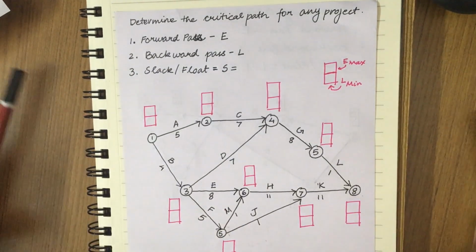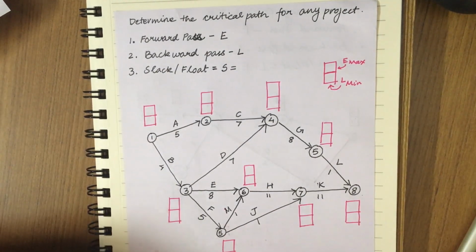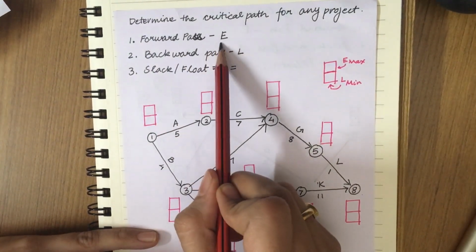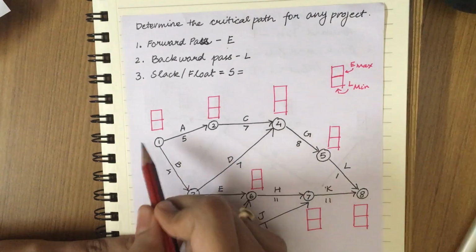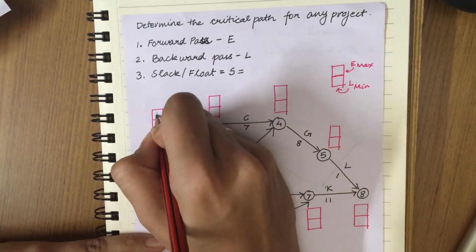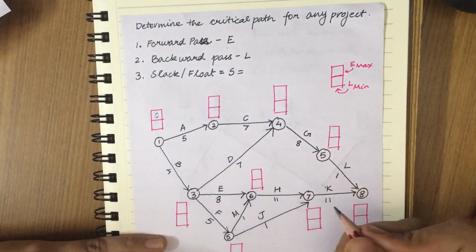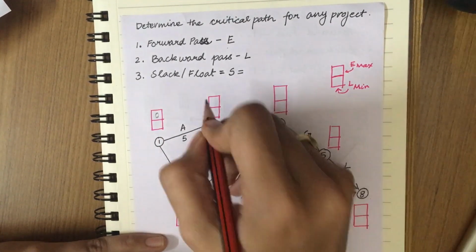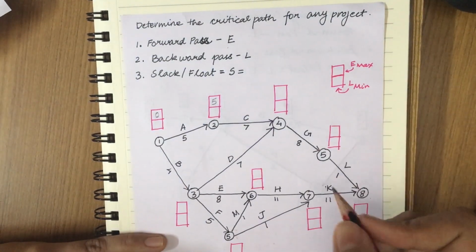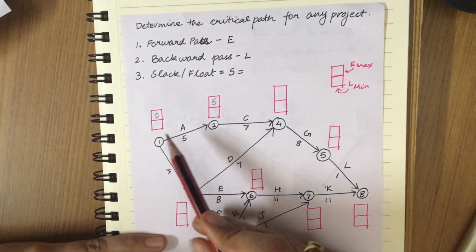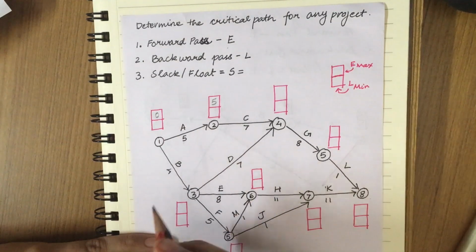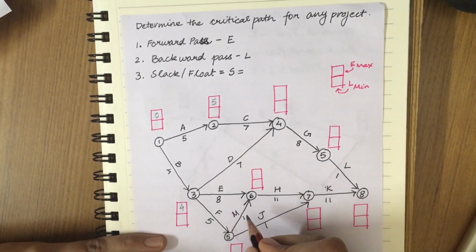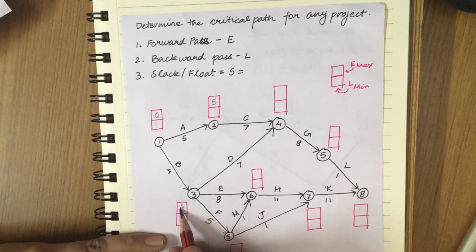Now I will illustrate another example for determining critical path. So the first step is calculating the value of E. E for the first event is 0. E for the second event is 0 plus 5, that is 5. E for the third event is 4 plus 0, 4. E for the fifth event is 5 plus 4, that is 9.